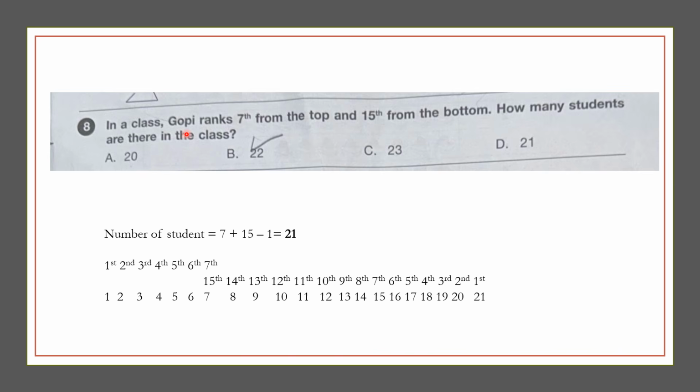Question number 8. In a class, Gopi ranks 7th from the top and 15th from the bottom. How many students are there in the class? So basically the 7th and 15th are the same person. So we add 7 plus 15 and subtract 1. So 7 plus 15 minus 1 equals 21 students. If you are confused, you can figure it out this way: 1 to 7, then 15 to first, and the 7th and 15th are the same person. So first, second, third, fourth, fifth, sixth, seventh, and then count from the 8th to the 14th onwards. So you will end on 21. So the correct answer is 21, which is option D.